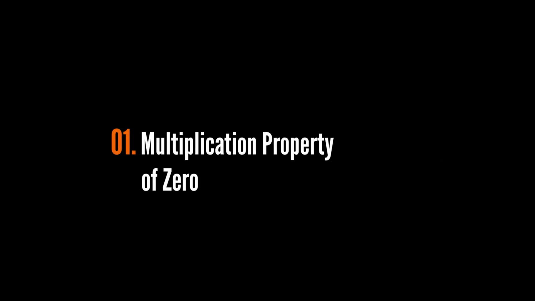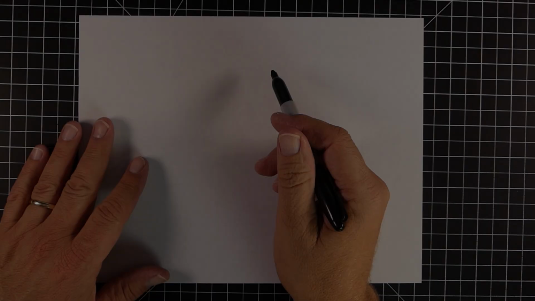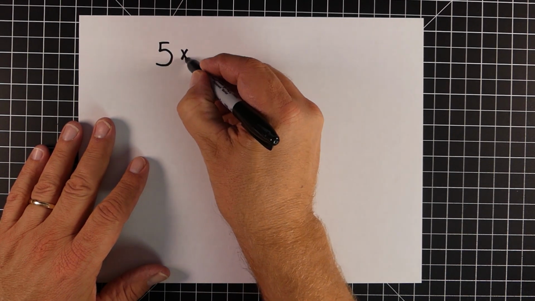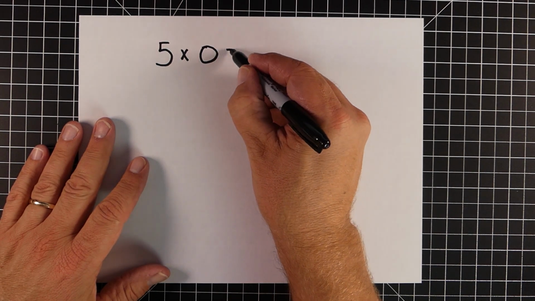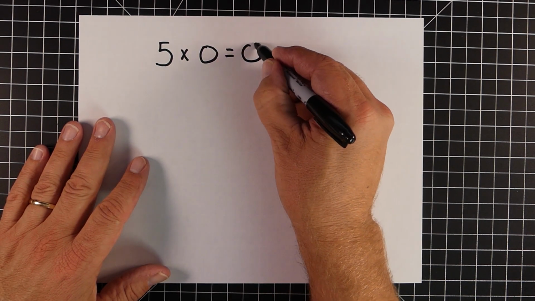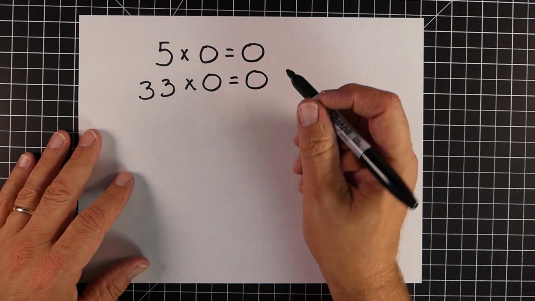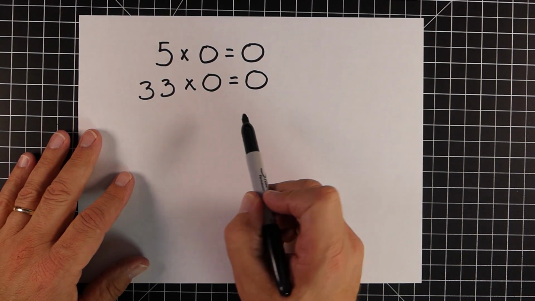The first of these properties is something called the multiplication property of 0. This is one that we're probably fairly familiar with. If you take any number, in this case 5, and you multiply it by 0, you always get the product or the answer 0. So 33 times 0 equals 0. If we took 1 million times 0, it would still equal 0. So any number times 0 gives us 0.